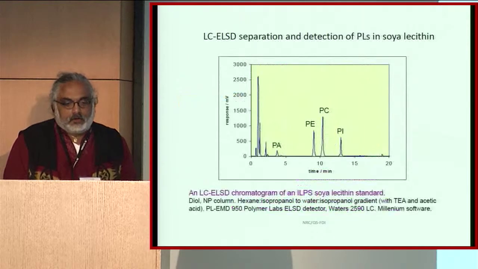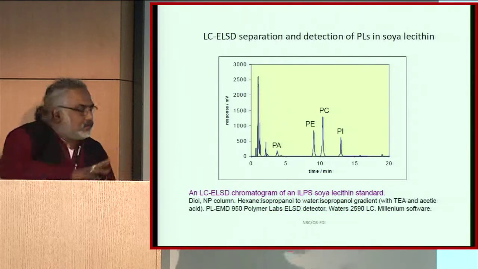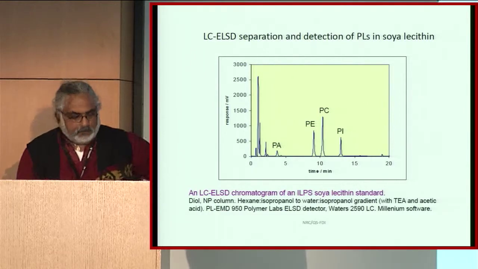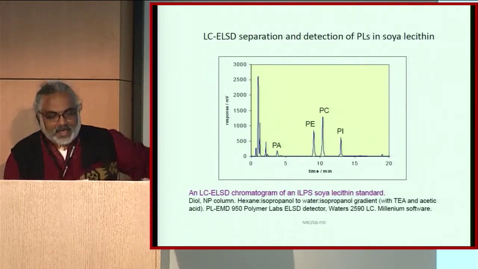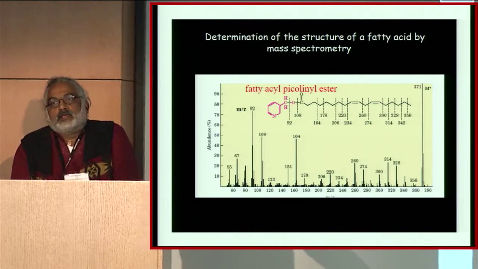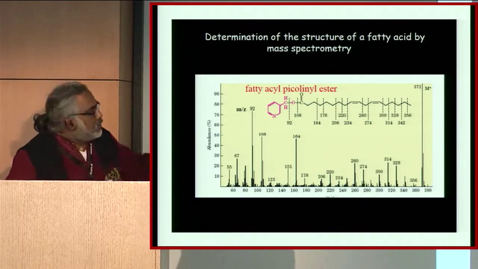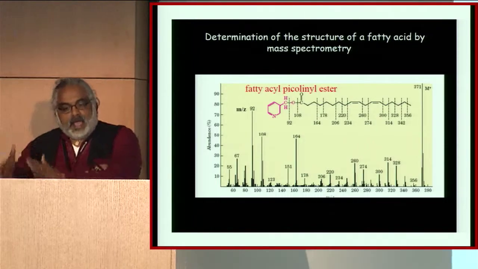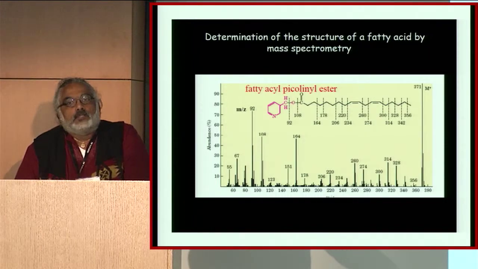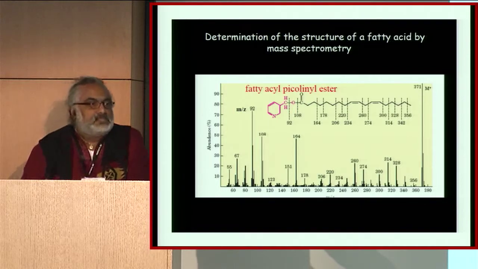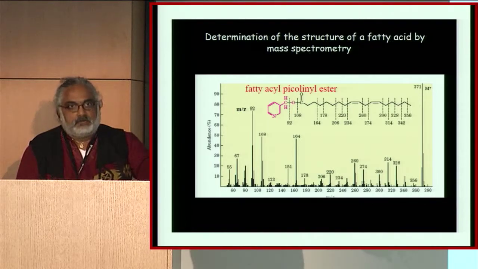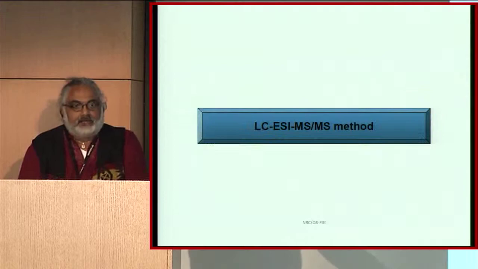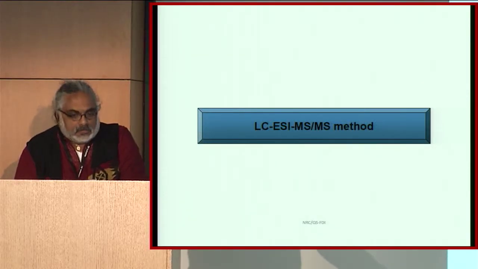So let me quickly go through what it does. When you separate them on HPLC, the peaks look like this, and then you take them and further analyze them by mass spectrometry. Then you can know what each phospholipid has and what molecular species are present. What is in the 2 position, 1 position, matters because that dictates the fluidity of the membranes and also the function.